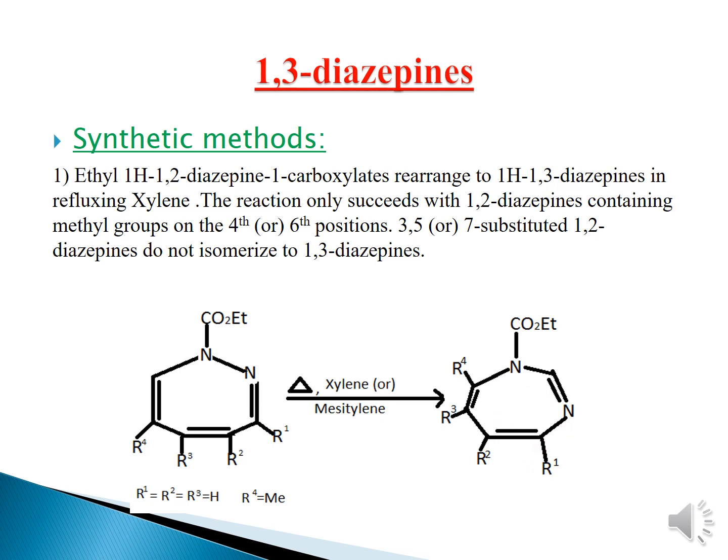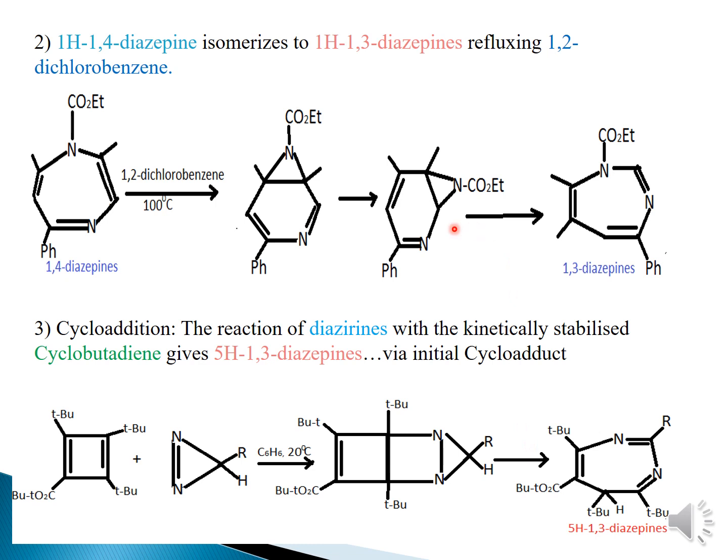So moving on to next, it is the synthesis of 1,3 diazepines. We will take the 1,4 diazepines and we'll synthesize 1,3 diazepines. So you are taking the 1,4 diazepines in presence of 1,2 dichlorobenzene at 100 degrees Celsius. What happens here is there is a formation of an aziridine ring over here. First there is a ring closure, and after that there is the shifting of the bonds. Once the bonds get rearranged, it leads to the ring opening reaction with the formation of your 1,3 diazepines.